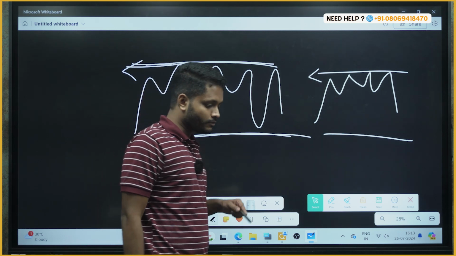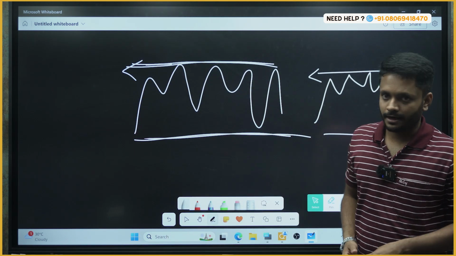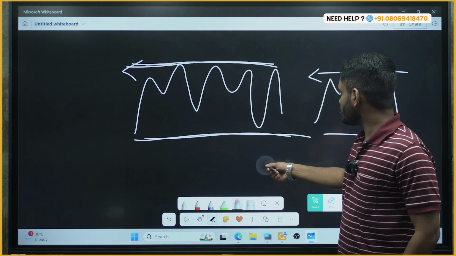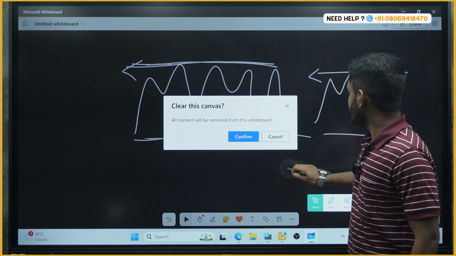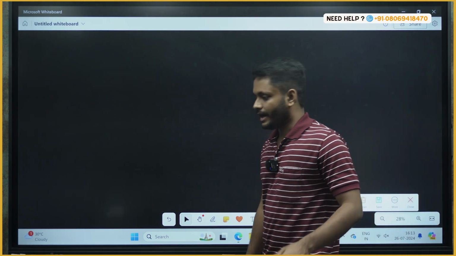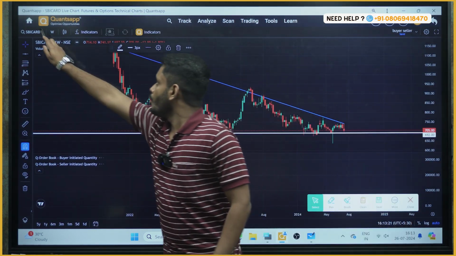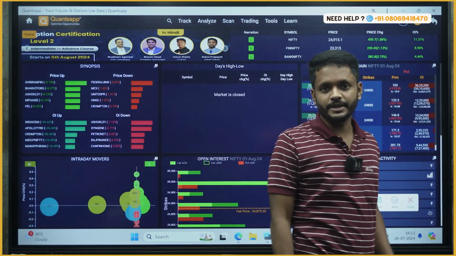So for that, what you need is data, correct? Because without data, we exactly can't conclude whether we are going to break that level or we aren't going to break that level. Okay, so let's get into the home page of QuantSap application.